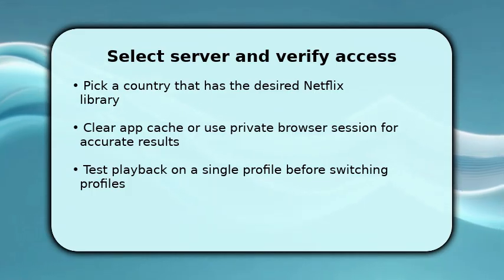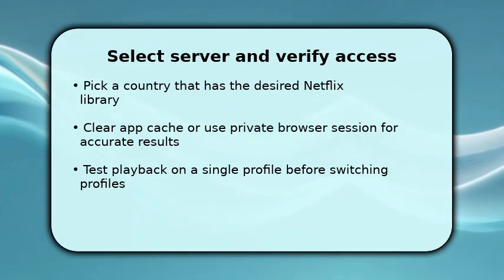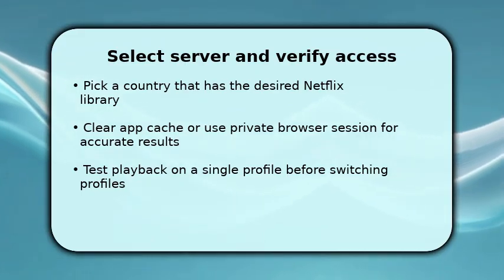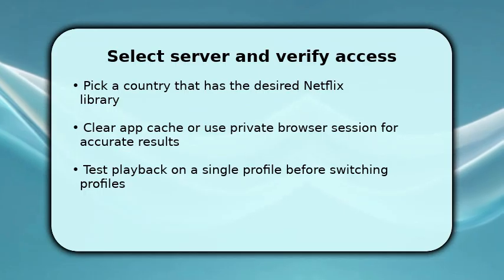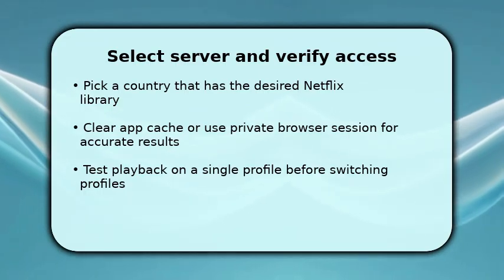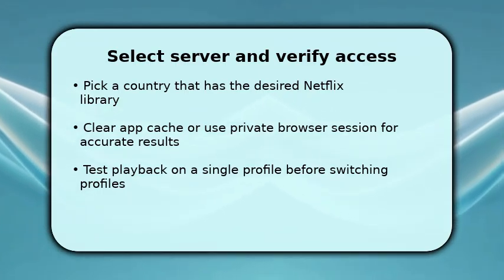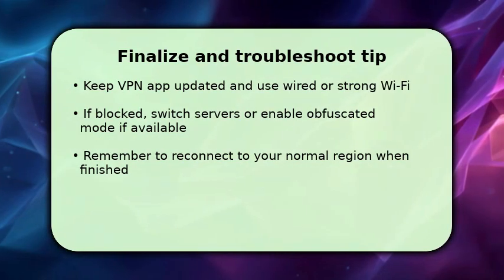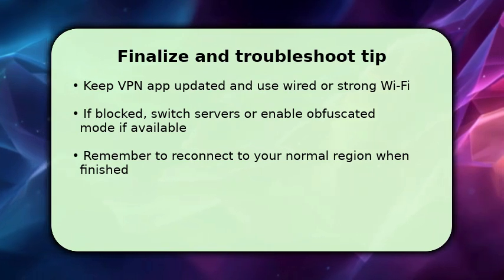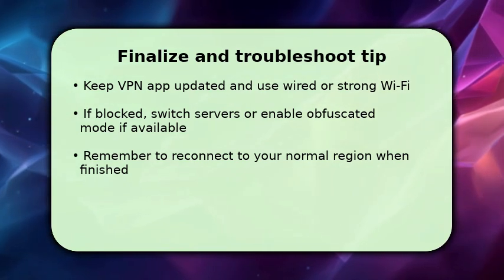Then load a show exclusive to that region. Start one short episode to check playback. If it fails, switch to another streaming server in the same country. Different IP pools behave differently. Then retry playback immediately. To finish, lock in the best server by testing several titles and confirming consistent playback.